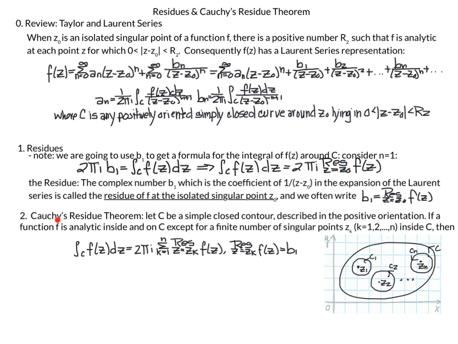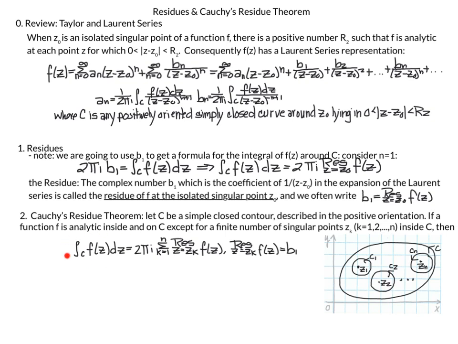And then the bigger theorem to go with this is Cauchy's residue theorem. Let C be a simple closed contour described in the positive orientation. So here I have a drawing of C. If a function f is analytic inside and on C except for a finite number of singular points, z sub k, and here I have z1, z2, up to zn, inside C, and these are all singularities inside C. So we don't care about any of the other singularities outside C.